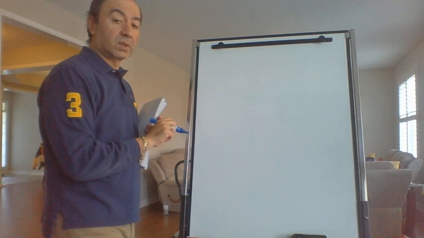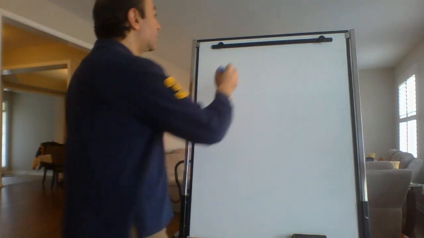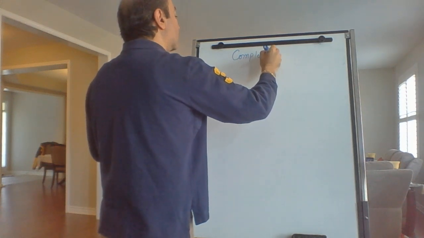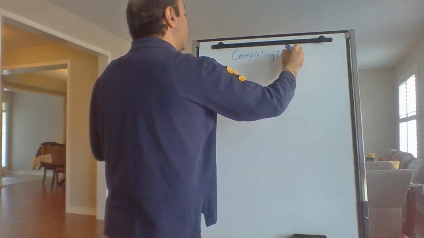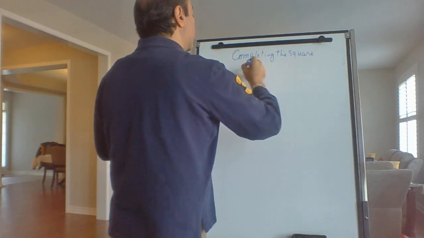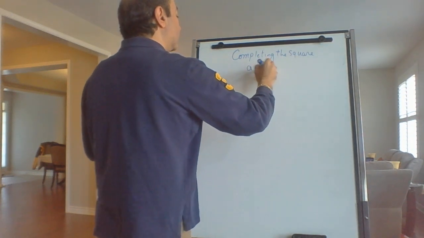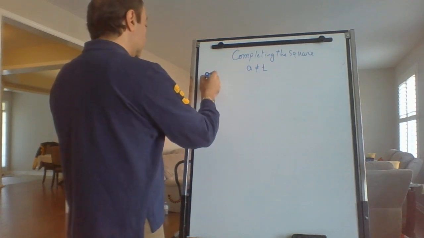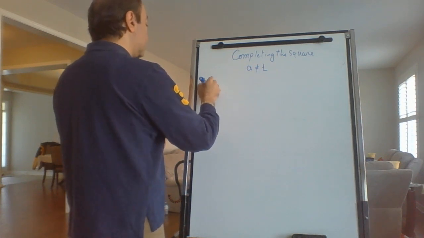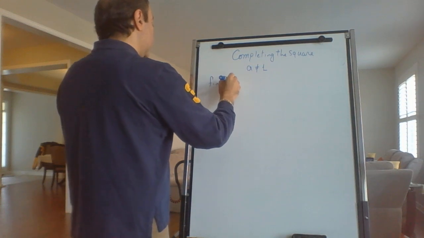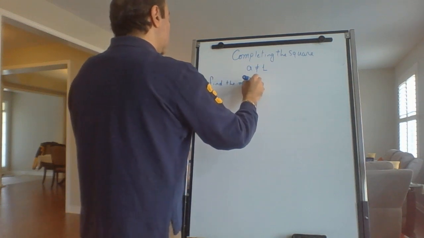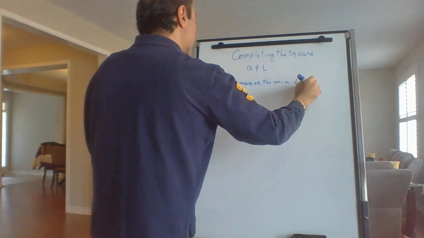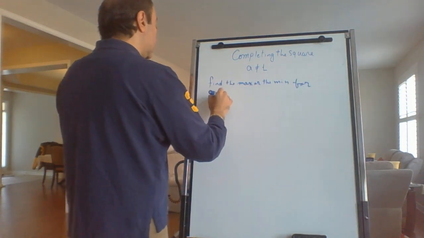We are going to start our lesson today, completing the square when A doesn't equal 1. So let's say we have a question that says find the max or the min for y equals 2x squared.